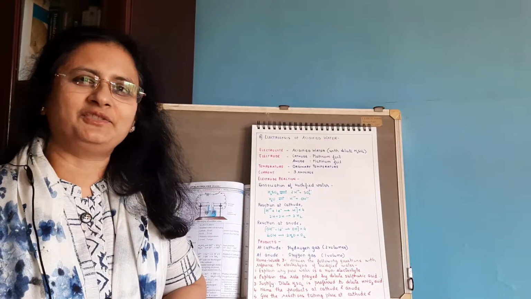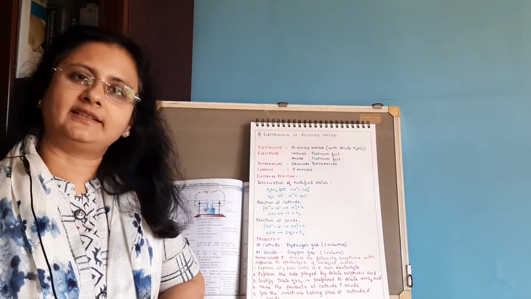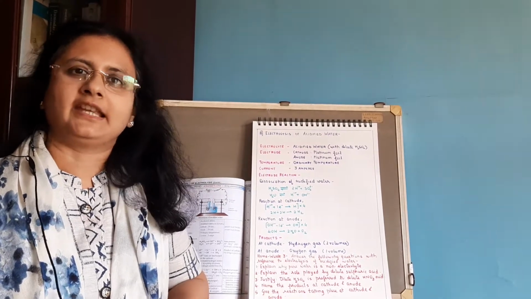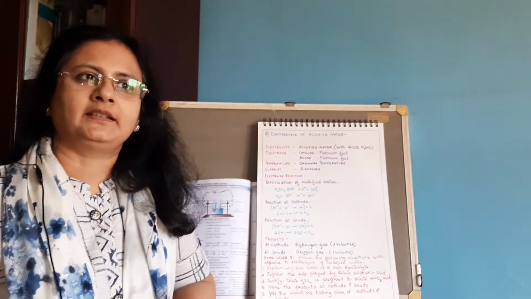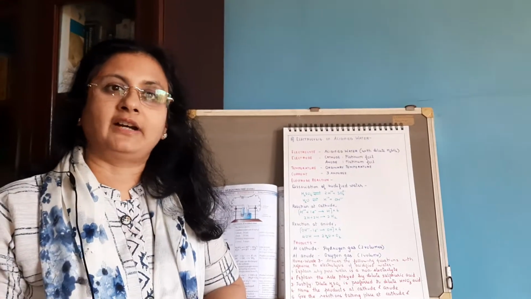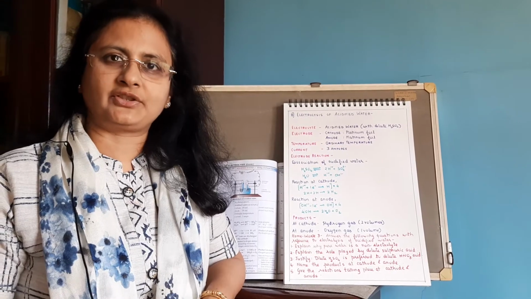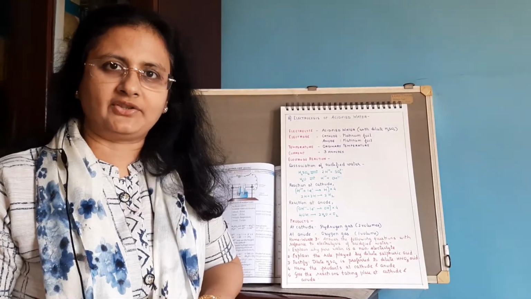I'm back to continue our session on electrolysis. In the earlier sessions, we covered electrolysis, why it is a redox reaction, and various terms like electrolyte, non-electrolyte, strong electrolyte, weak electrolyte, cathode, anode. Then cation, anion, metallic and electrolytic conduction, dissociation and ionization.